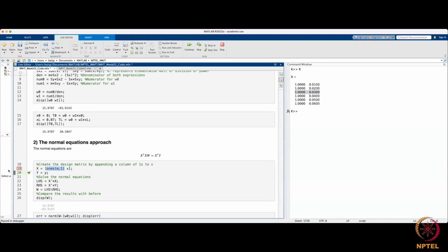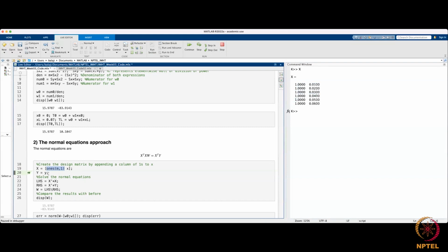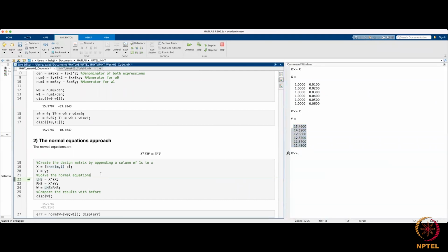A bunch of ones. How many ones? There are m ones, because m is 6, as you can see here. M is 6, and you write 6 ones and then you put an x on the next column. That's what we did. Then we can evaluate y. Y is just the right hand side. It's just the temperatures that we had given here.